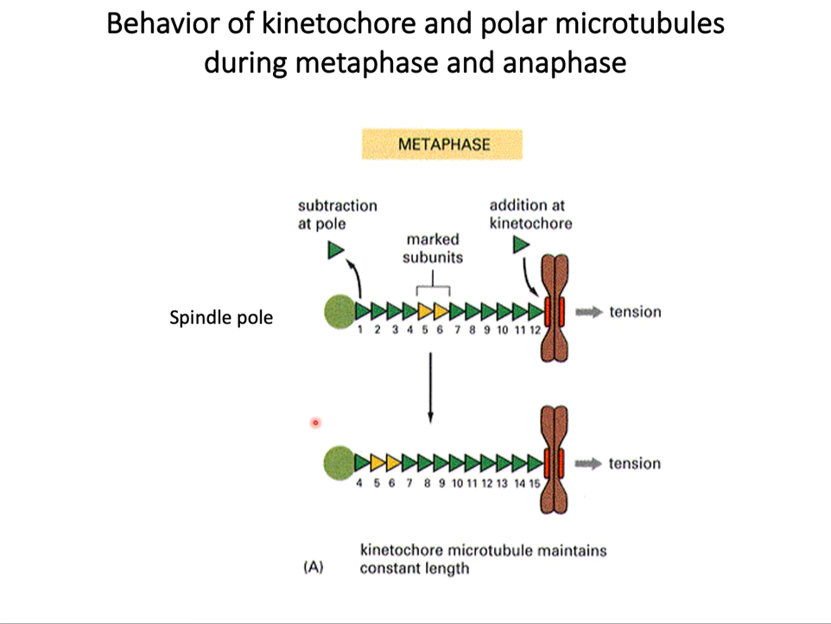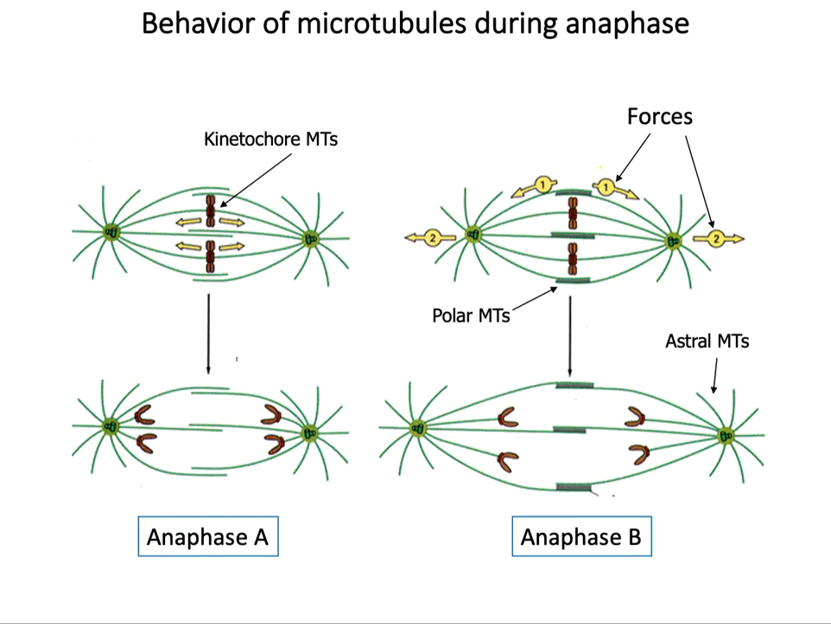But the rate of subunits on is equal to the subunit off, and that is why you get the maintenance of this constant length of these kinetochore microtubules during metaphase. And if you could mark these two subunits, for example, by a fluorescent dye, you could see that the subunits appear to move towards the spindle pole because treadmilling is going on.